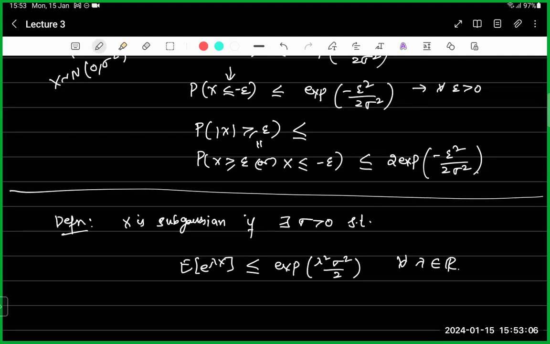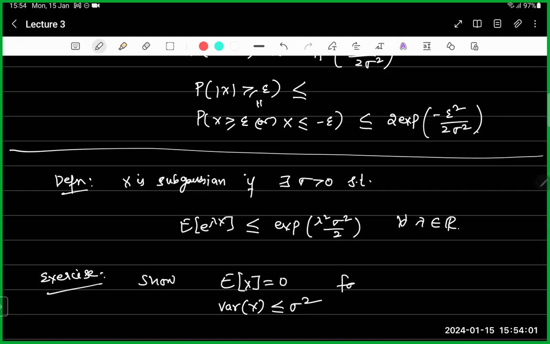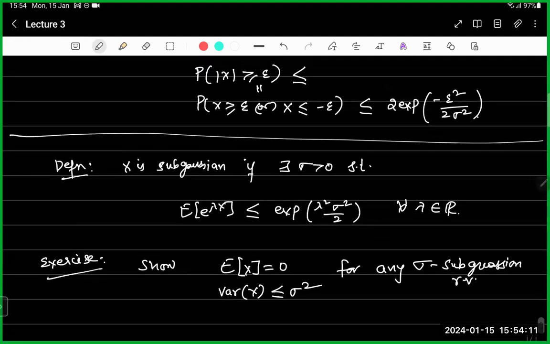The mean of X, we can prove that. You need not even assume that. You show this much, then from this you can prove that it has mean zero. We need not even assume that, we can derive it from this. That was also one of the exercises. If X is a sub-Gaussian random variable, it has these two properties: the expected value of X is 0 and the variance of X is at most sigma squared. These are two properties which a sub-Gaussian random variable will satisfy. Okay, so this is what it is.